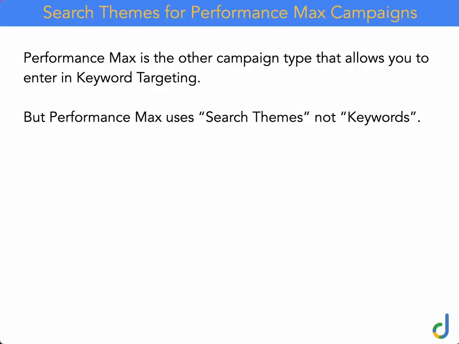Shopping, the keyword targeting comes from your product titles. Display and video, it's more about placements and audiences. But Performance Max, you use what's called search themes, not keywords.